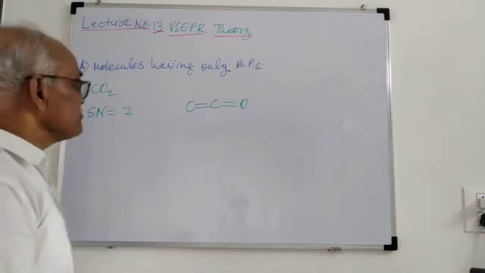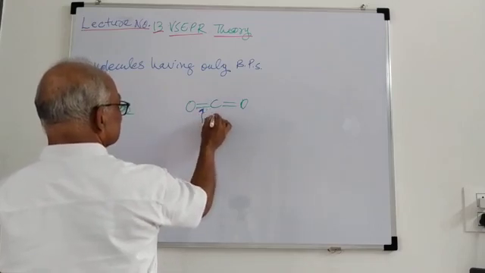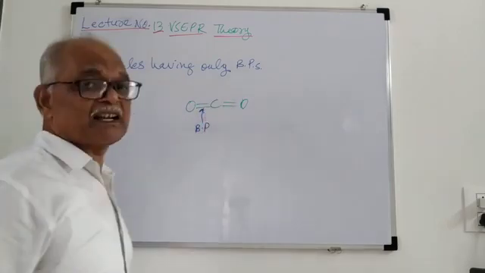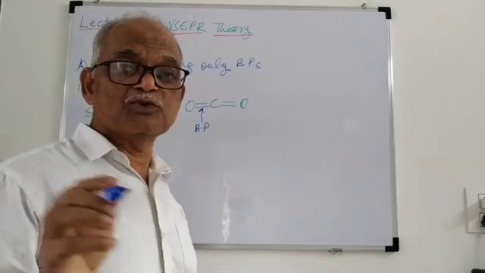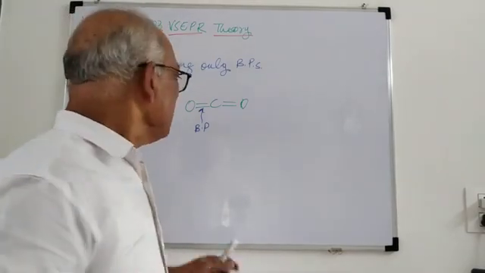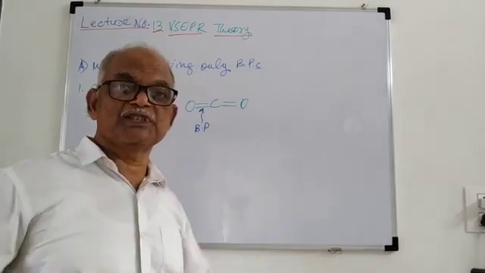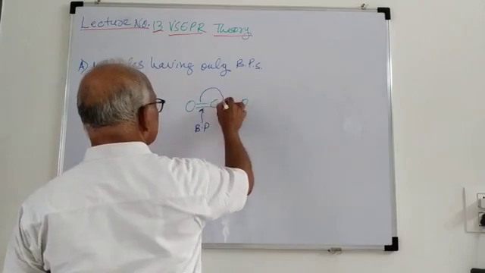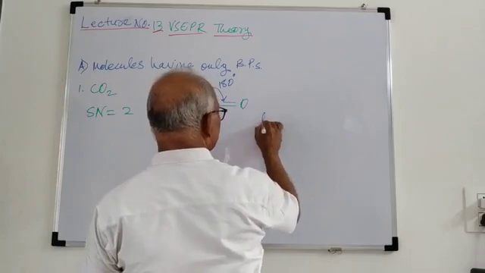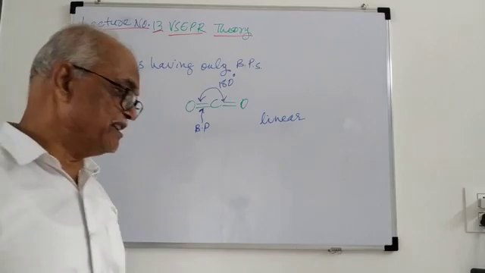This molecule shows bond pairs, and there is no lone pair on the central carbon. So the only positions available in this molecule are 2, which are at the extreme positions, that is, at 180 degrees. So this molecule is linear. The shape of the molecule is linear.